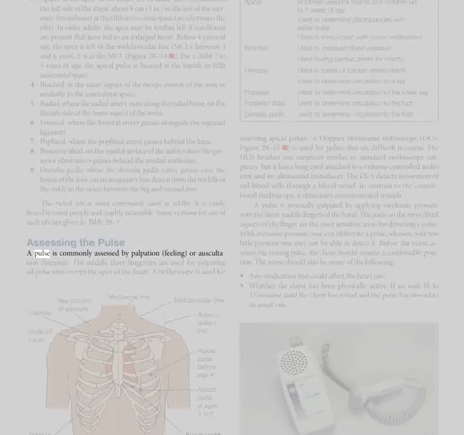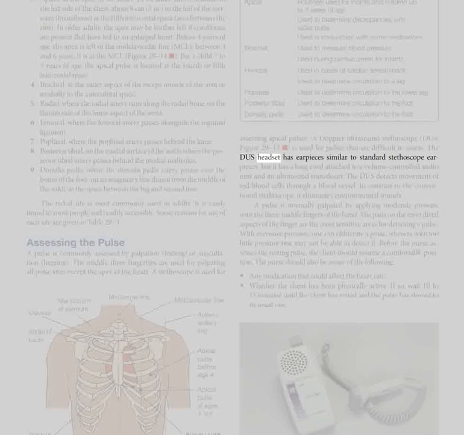Assessing the pulse. A pulse is commonly assessed by palpation, feeling, or auscultation, hearing. The middle 3 fingertips are used for palpating all pulse sites, except the apex of the heart. A stethoscope is used for assessing apical pulses. A Doppler ultrasound stethoscope, DUS, Figure 29-15, is used for pulses that are difficult to assess.